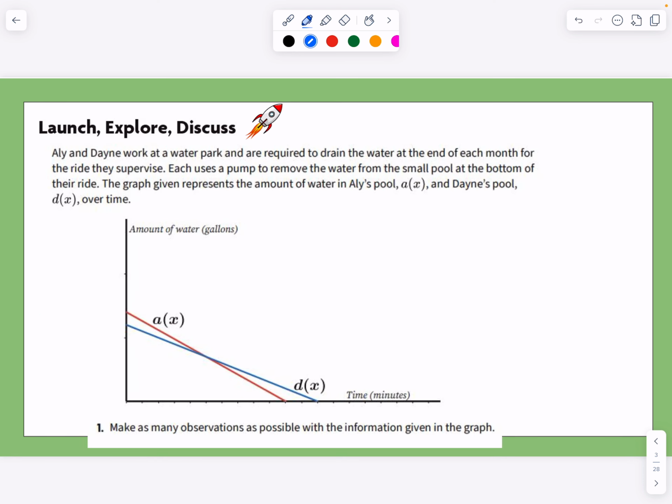The first thing begins with a little discussion on Allie and Dayne. They work at a water park, and they are required to drain the water at the end of each month for the ride they supervise. So they're going to drain some water. Each uses a pump to remove the water from the small pool at the bottom of the ride. The graph given represents the amount of water in Allie's pool, A(x), and Dayne's pool, D(x), over time. Okay. Make as many observations as possible with the information given in the graph.